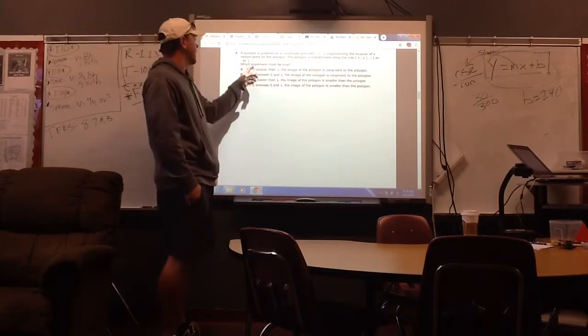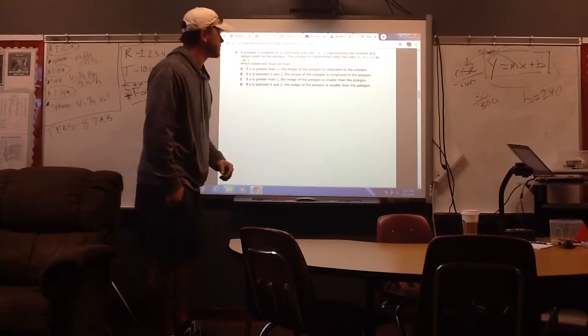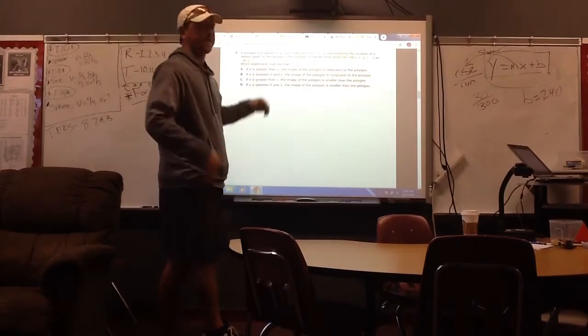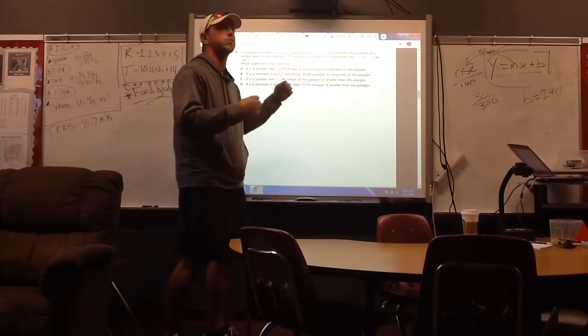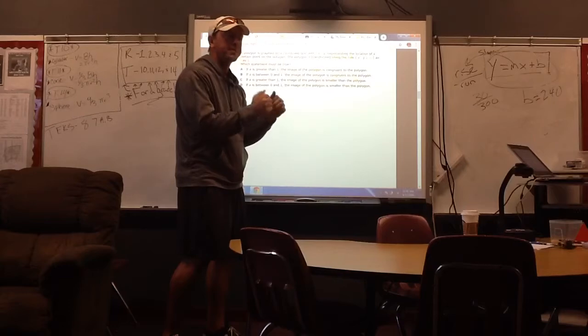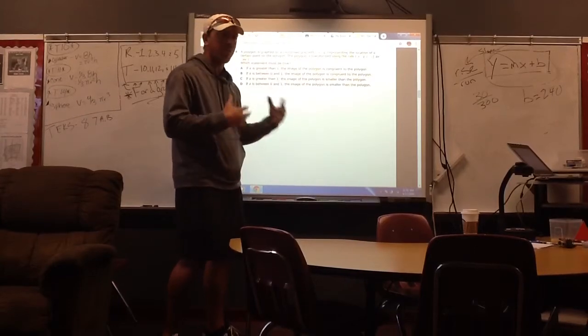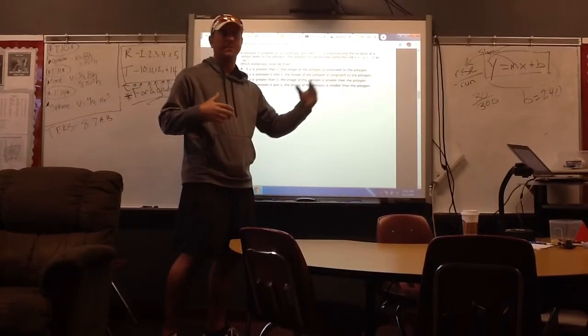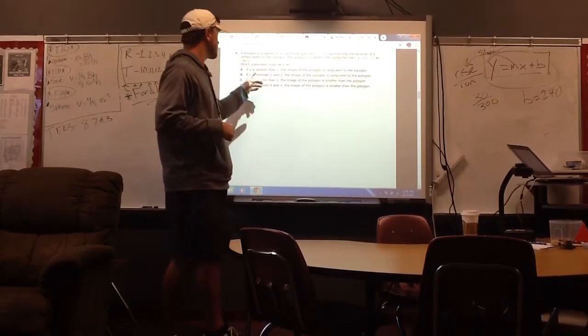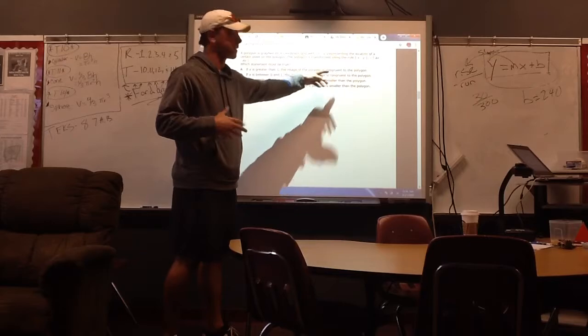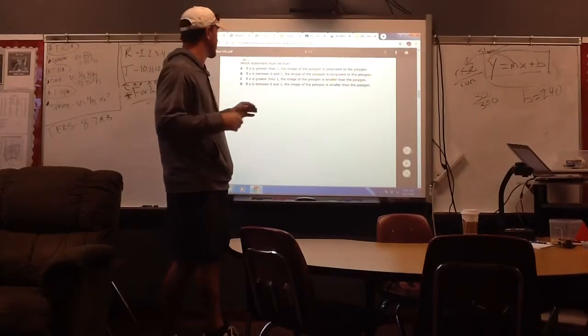All right, A. If A is greater than 1, the image is congruent. Okay, if it's greater than 1, it's going to get bigger. That's what you need to know. With dilations, we're multiplying, and if the scale factor is more than 1, it's going to get bigger. If the scale factor is less than 1, it's going to get smaller. You know, enlargement or reduction. A says it's going to be congruent. That's the same. I don't like that answer.